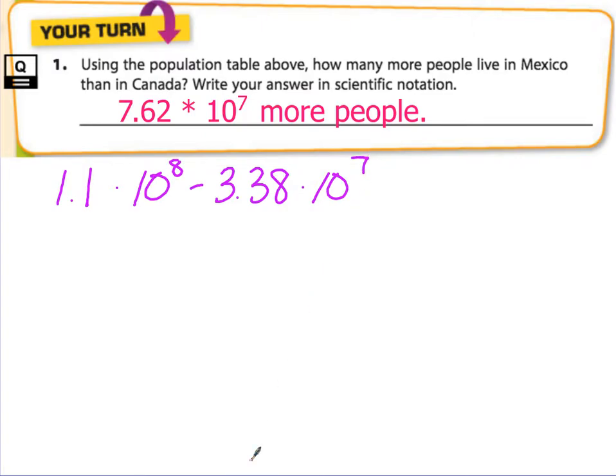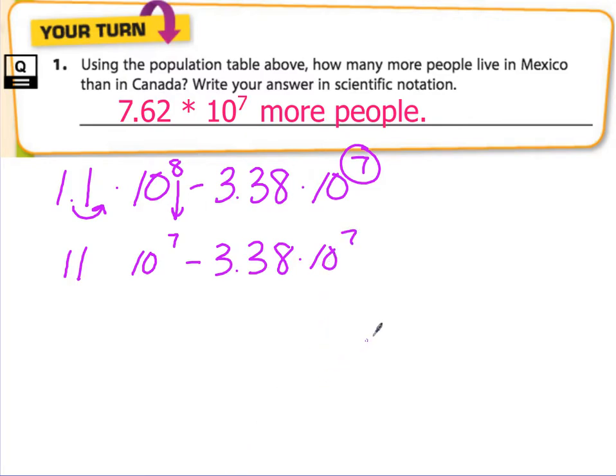Now, to do that again, we need to make our exponents the same. In this case, I'm going to make my exponent smaller, because instead of going up with 7, I want to go down. Typically with subtraction, I would go lower. So change the 8 to a 7, because then you're not messing with numbers that have no whole number. In order to turn this 8 into a 7, I have to move my decimal once to the right. Then this became 11 minus 3 and 38/100 times 10 to the 7.